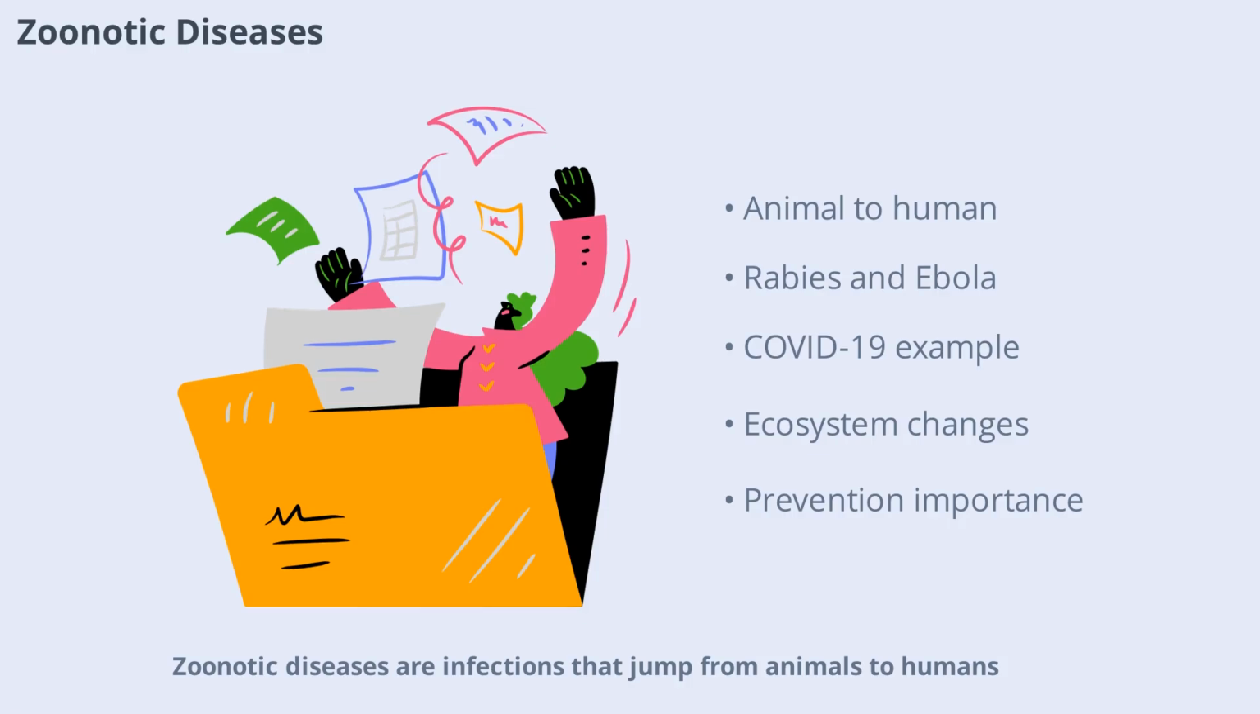Zoonotic diseases are infections that jump from animals to humans. Examples include rabies, Ebola, and COVID-19. These diseases often arise from close contact with animals or changes in ecosystems. Understanding zoonotic transmission helps prevent future outbreaks and highlights the importance of animal health and public health.